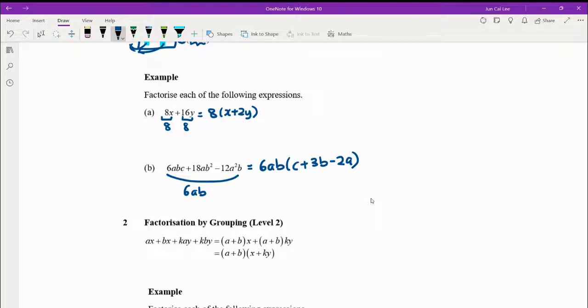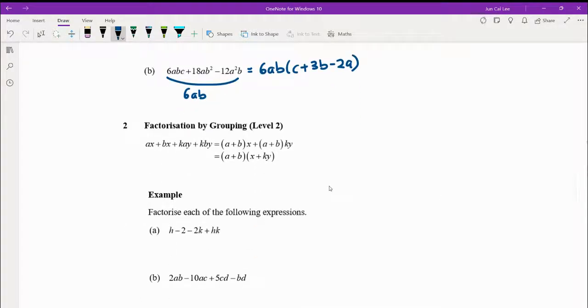This is level 1. In level 2, what we do is slightly more complicated, and we call this a grouping process, where you have things of the form ax plus bx plus ky plus kby. What you do over here is you group them 2 by 2, and for each of them you notice that there is a factor in common. For instance, the first two terms, there's an x term in common. You can take that out. For the next two terms, there's a ky in common, and that you take out as well.